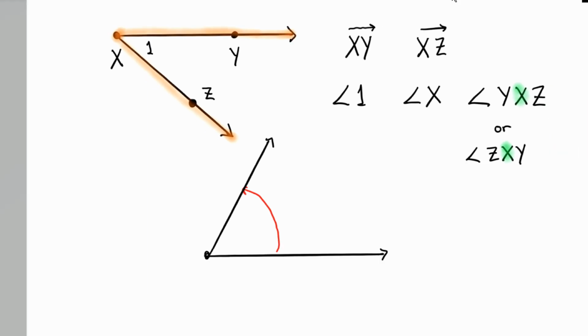Oh, I don't know why I did that. There we go. So in the example that I did right here, we would call this the initial side. And we're forming this angle like that. And we would call this the terminal side.